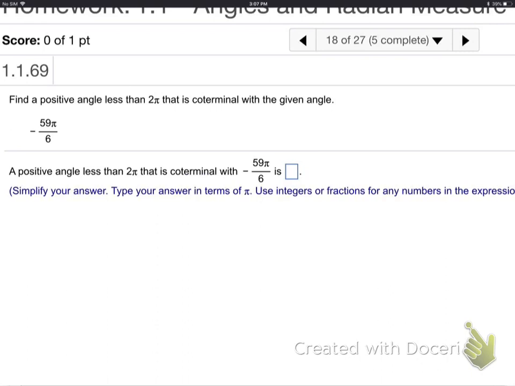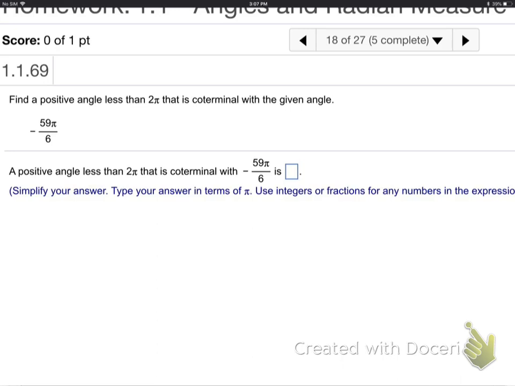Same kind of thing. Coterminal always means add or subtract 2 pi's, or 360. So we're in the pi world, we're in the radian world. So what are we going to do? They want us to make it positive. See what they're saying? Find a positive. That's negative right now. So am I going to add or subtract 2 pi's? I'm going to add. It's negative. I've got to make it positive. I've got to add a bunch, don't I?